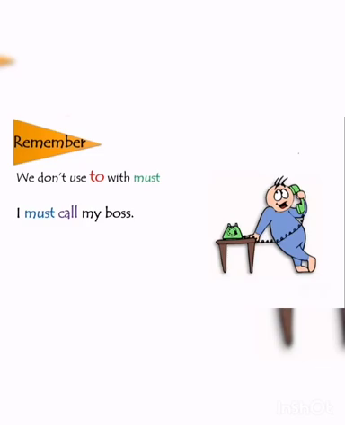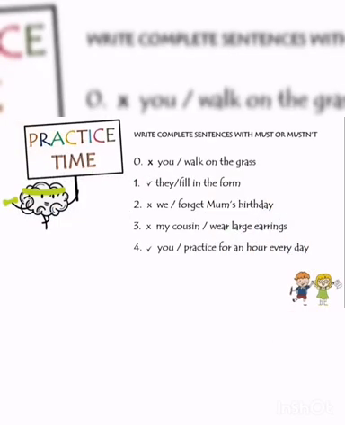Practice time. It's a moment to work out your brain literally. It's a short exercise to practice. You're gonna write the complete sentences with must or mustn't. Remember that the X means negative form of must and the tick means positive. In 10 seconds I'm gonna show you the answers. So pause the video until you have completed the exercise.